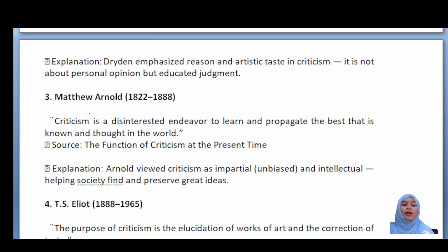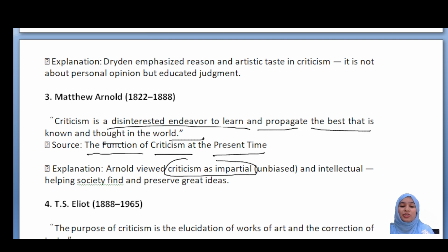What about Matthew Arnold? Criticism is a disinterested endeavor to learn and propagate the best that is known and thought in the world. Taken from The Function of Criticism at the Present Time. What does he say? Criticism as impartial, unbiased. It means an intellectual helping society find and preserve great ideas. Here unbiased means fair, not influenced by personal feelings. Criticism means being impartial.